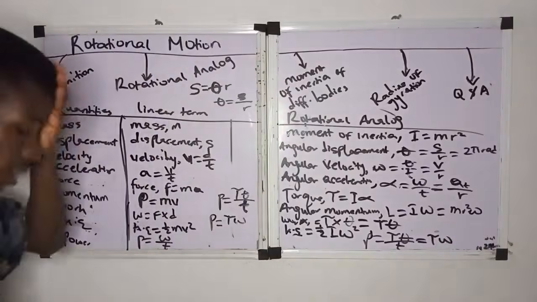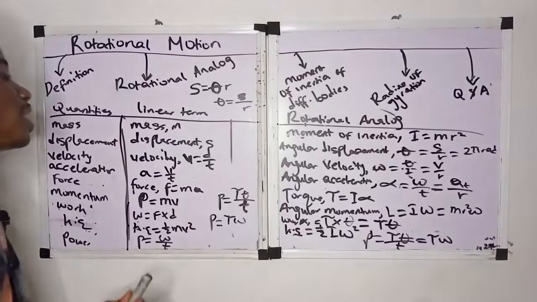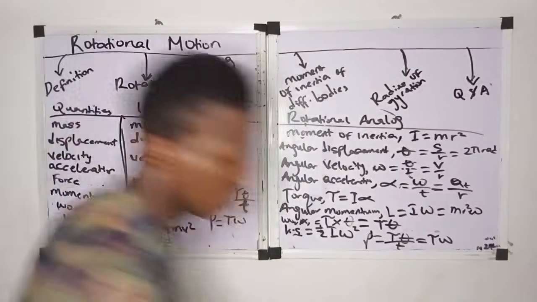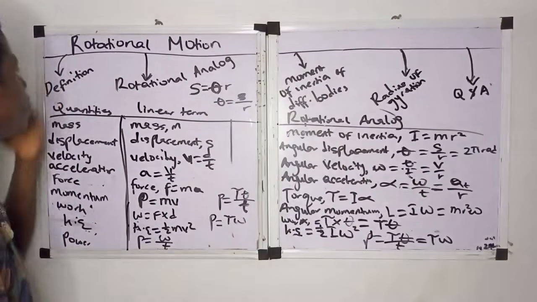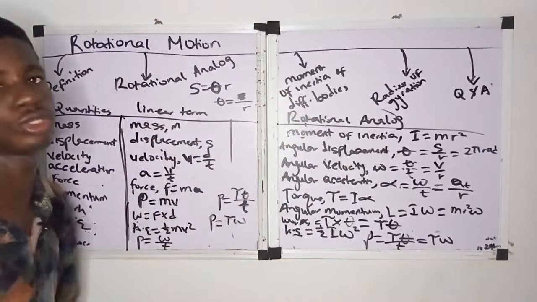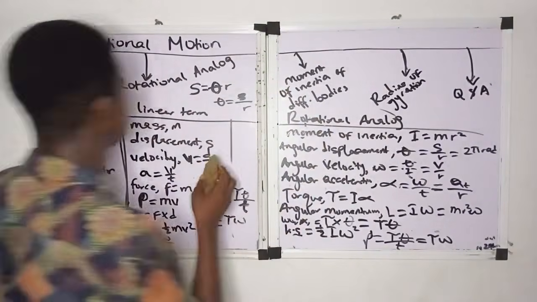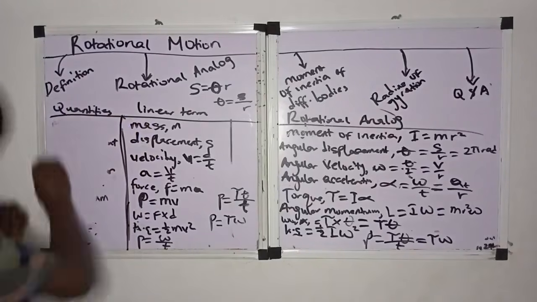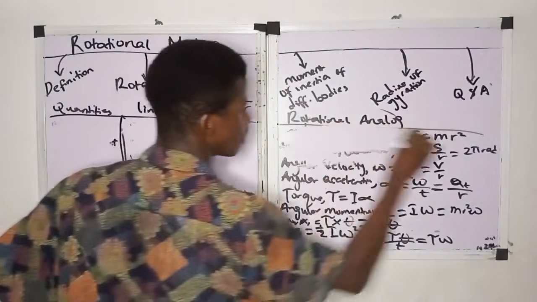So we are not done. These are linear terms and their rotational analogs in rotational motion. There are still a few other things I need to tell you. All these are very easy.